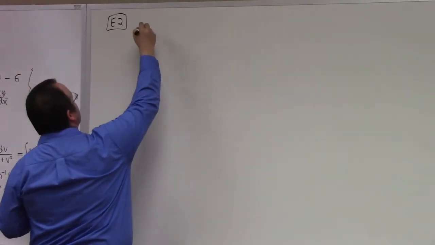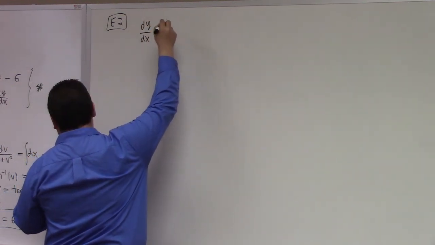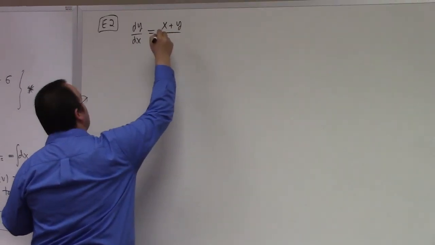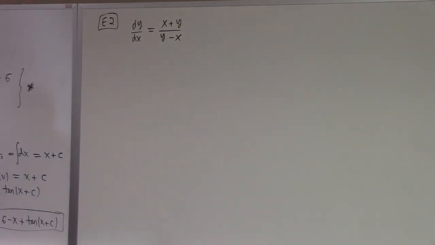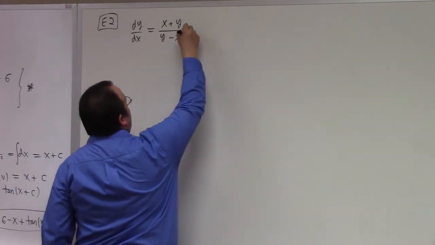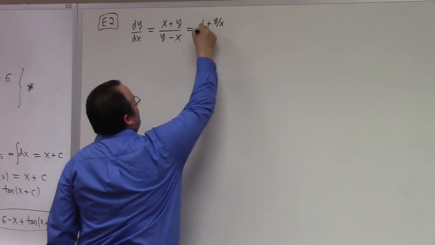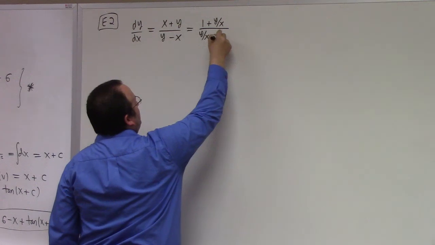dy/dx equals... and you know, our goal here is to solve. I'm sorry if I don't always say that, but that's our goal: solve this. So this one is a little bit trickier. The standard thing to do is to divide the top and the bottom by x to make this look like (1 plus y over x) over (y over x minus 1).